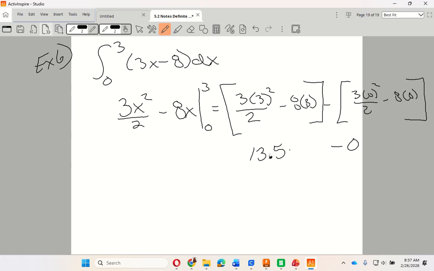Minus 24. And then minus all that, 0. Which gives me a grand total of... negative 10.5? Yeah, 5. Even though I did it wrong. Even though you did it wrong. Yeah, it's still fine.